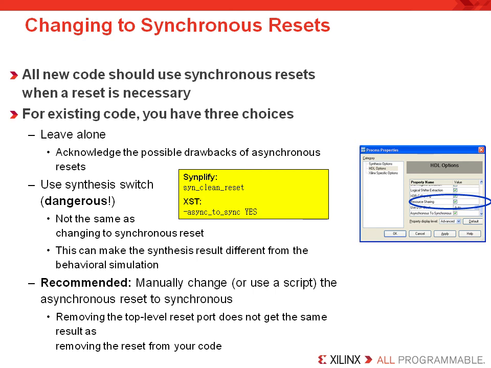Or you can use a synthesis switch, which is sometimes dangerous. Now note, this is not the same as changing your code to a synchronous reset, but this can make the synthesis result different from the behavioral simulation, which is also rather risky. Instead, we really recommend that you simply manually change, or use a script to modify, your HDL code to convert the asynchronous reset to a synchronous reset. You may also keep in mind that removing the top-level reset port does not get the same result as removing the reset from your code. You'll still have to modify the HDL behavioral code to remove that reset.